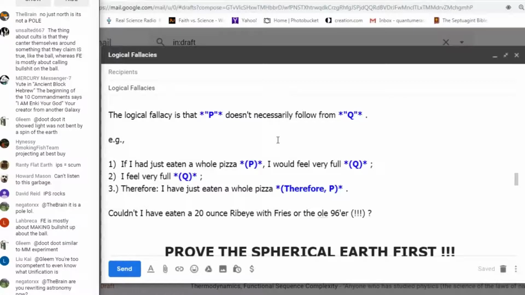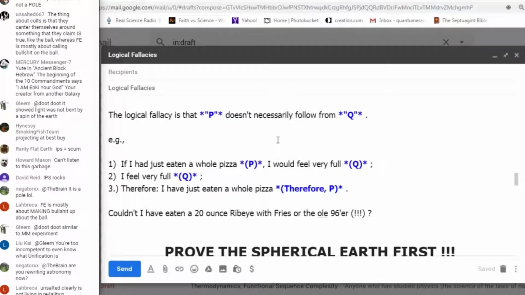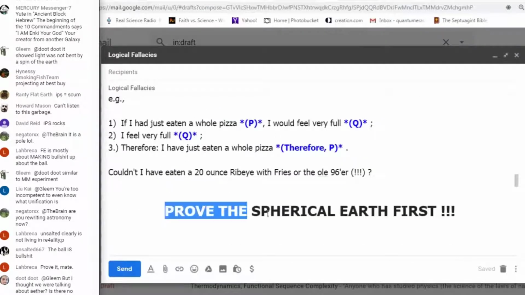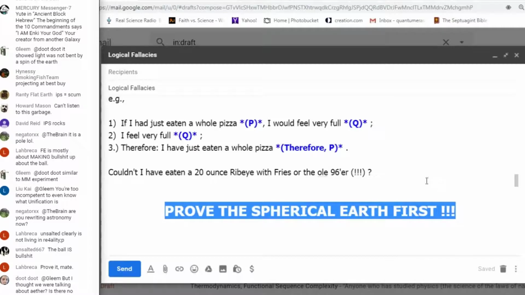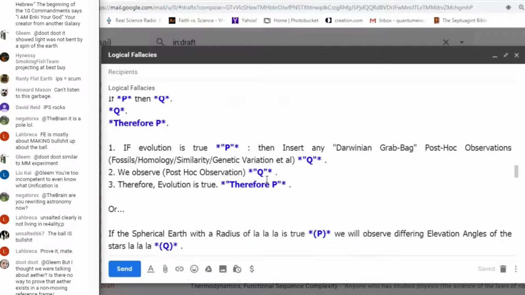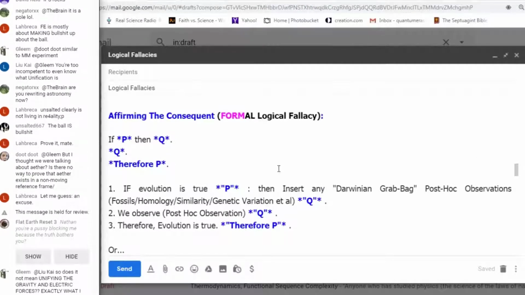For example, if I had just eaten a whole pizza, P, I would feel very full, Q. I feel very full, Q. Therefore, I have just eaten a whole pizza, therefore P. Couldn't I have eaten a 20-ounce ribeye with fries or the old 96er? Right? Prove the spherical Earth first, crayon munchers. This is another one that would come along with the burden of proof reversal attached to it as well.